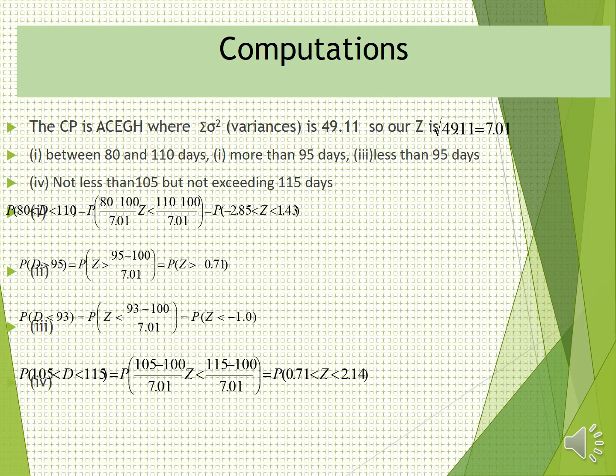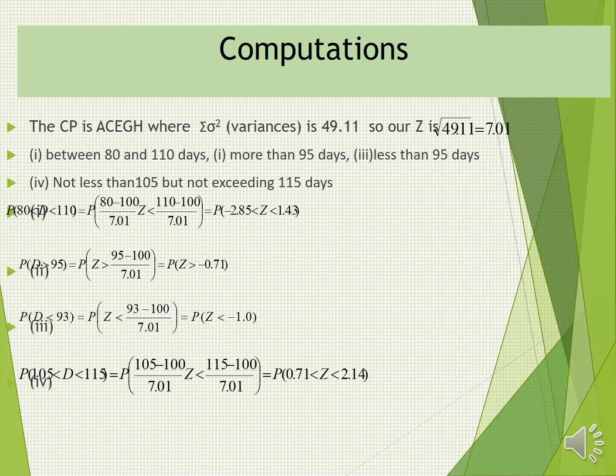So we shall do some computations. The critical path is SCEGH, where the total variance is 49.11. So our sigma is equal to the square root of the total variance, the sum of variances along the critical path, and this is the square root of 49.11, which is 7.01.